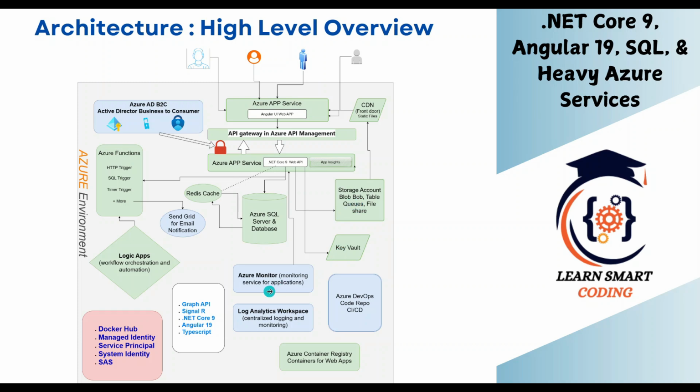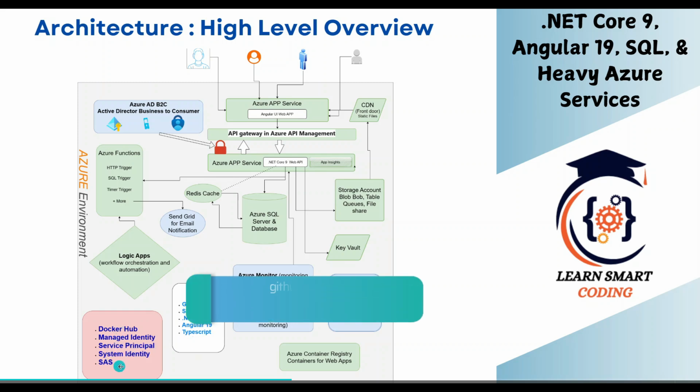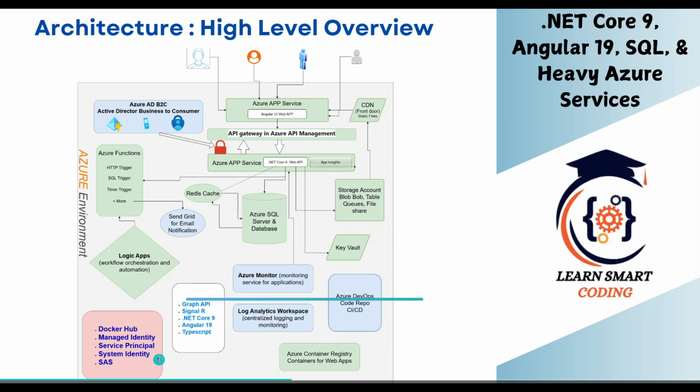We have Key Vault, we have Azure Monitor, we have Analytics Workspace, we have the Azure DevOps CI/CD pipeline for code maintenance, we have Azure Container Registry. We have many things. You can see we're literally using Graph API, .NET Core 9, Angular 19, TypeScript, so many things. Managed identity, service principal, system identity, software as a service, and shared access signature. So many things. This is at a high level.